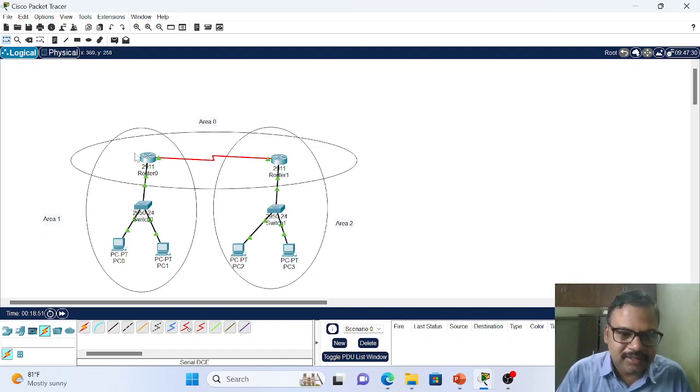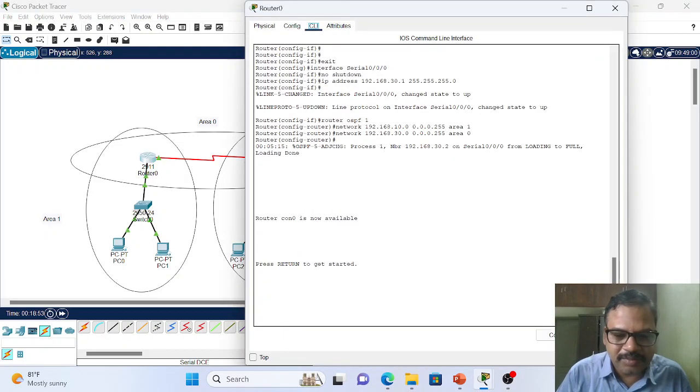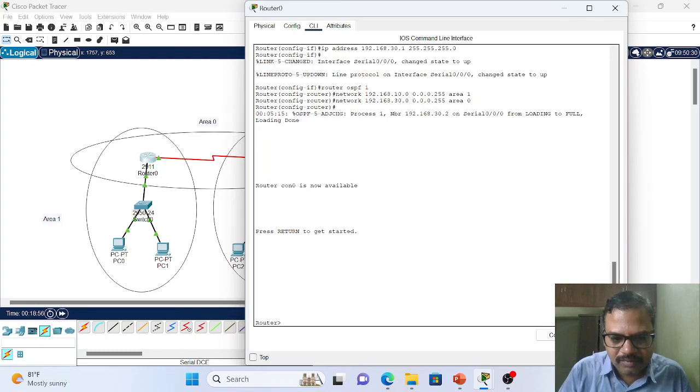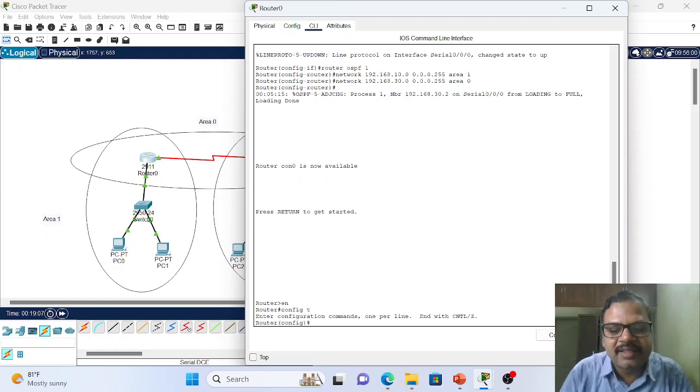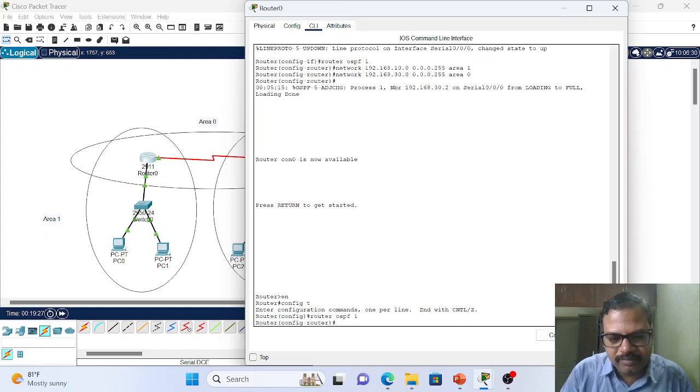Now let us go into the router and set up OSPF. Initially the router is in user mode. We have to go to the root mode, so type enable, then config t. We are entering the configuration mode. Now we have to set which routing protocol the router is going to use. So router OSPF 1. Now 1 is the process ID. We may use the same process ID for all the routers. Router OSPF 1. Now we have to add the network.